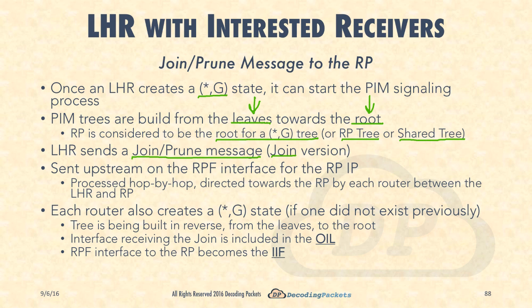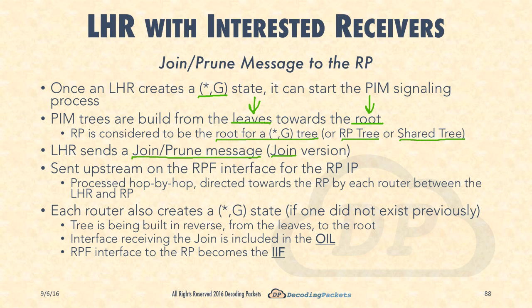In PIM Dense Mode, for the most part, we were using the prune version. We were pruning ourselves from the tree. Well, right now, we are joining ourselves to the tree. One instance of this that we saw in PIM Dense Mode was the graft message, when you were grafting yourself back to the tree. There was also the prune override that was literally just a join message. But ultimately, you're signaling the next hop routers and the next hop routers after that up to the RP that you want to be a part of this star, G tree.